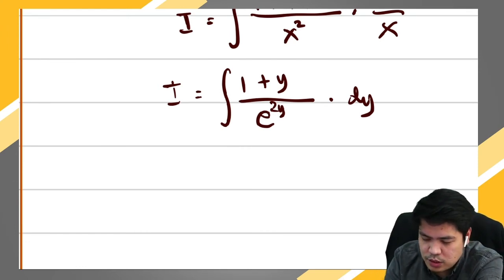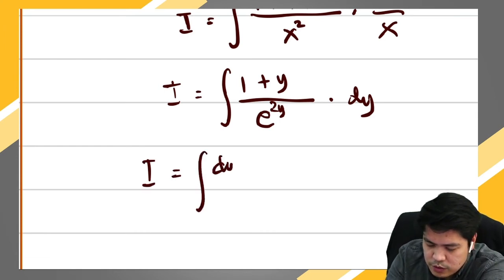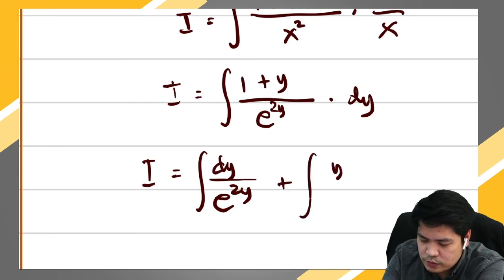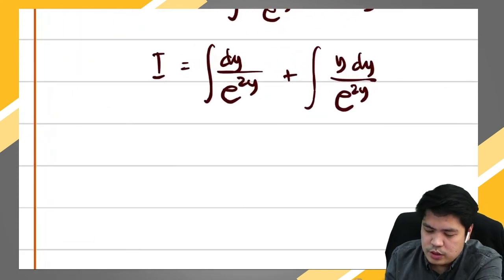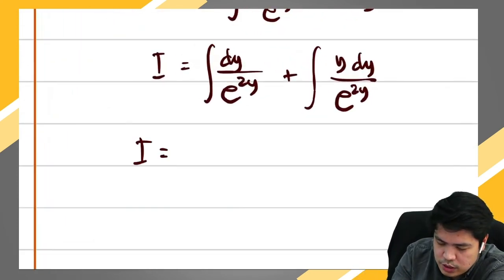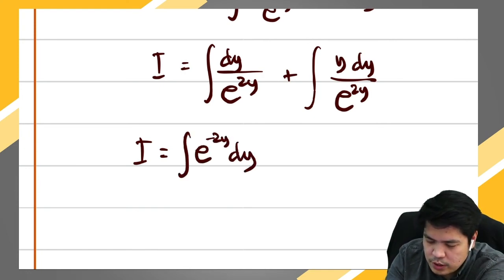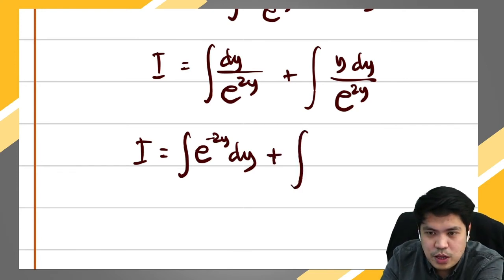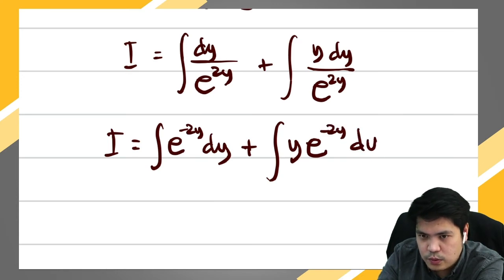directly maka-apply na tayong formula, because this becomes I is equal to the integral of dy over exponential 2y plus the integral of y dy over exponential 2y. Okay, or I could rewrite this as I equals the integral of exponential negative 2y dy plus the integral of, tama ba yung process ko or wala ba akong namali? Plus the integral of y exponential negative 2y dy.